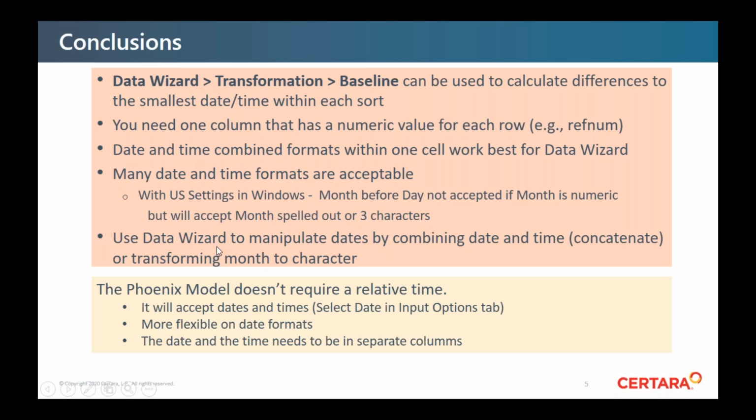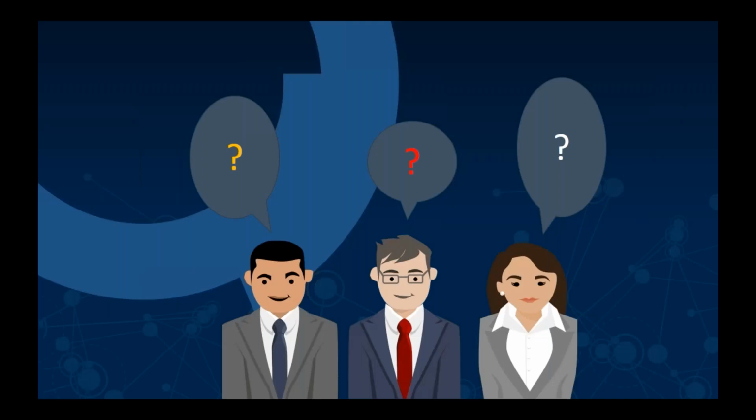Data Wizard is very powerful. It has many tools that can manipulate the data to get you into columns in the format that you need to do this transformation. And lastly, we talked about the Phoenix model that doesn't require relative time. It will accept different formats, it's pretty flexible, and you can select that in the input option tabs by selecting date.